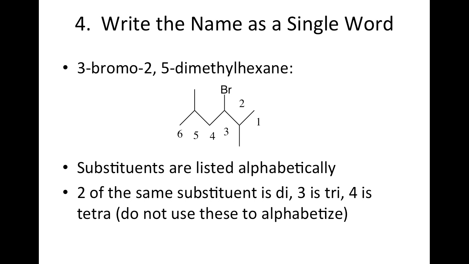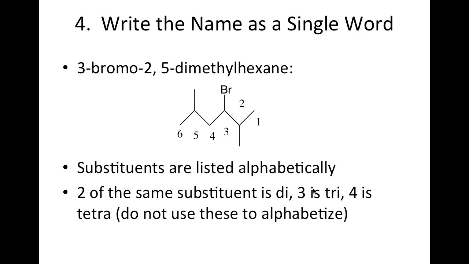Next step, write the name as a single word. So this molecule gets named as a 3-bromo-2,5-dimethylhexane. When we write the name, the substituents are listed alphabetically. In other words, bromo, or B, comes before methyl, or M, in the alphabet, so we list the bromo group first. If you have two of the same substituents, as in this example, you say it's a di, like a dimethyl.